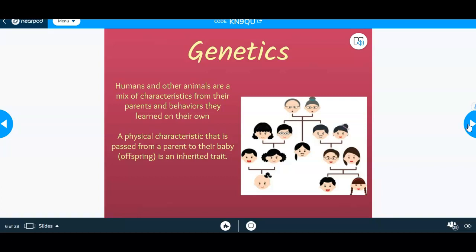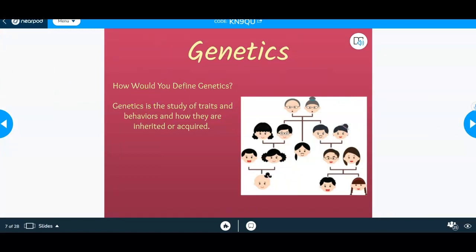The way you look, your hair color, your hairstyle, your eye shape, your eye color, your nose shape, your ear shape, attached versus detached earlobes. Can you roll your tongue? Can you not roll your tongue? The way that you clasp your hands, right-handed versus left-handed. How tall are you? All of those things are inherited from our parents. And those are things that are going to be passed on from the parent to the offspring. And offspring is just a fancy way of saying kids.